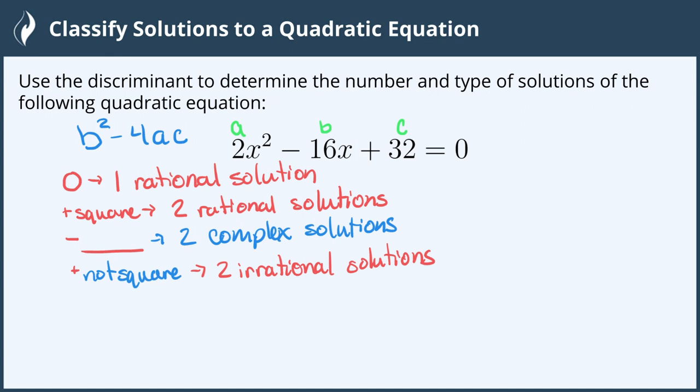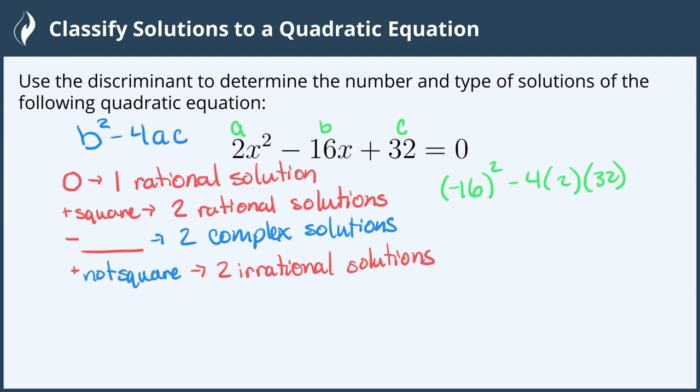B is negative 16, so we'll replace our b with b squared. Make sure that we put parentheses around everything. So we get negative 16 squared minus 4 times, again, putting the next ones in parentheses, a is 2 and c is positive 32. And again, we're placing that inside parentheses so that we get all of our calculations done correctly.